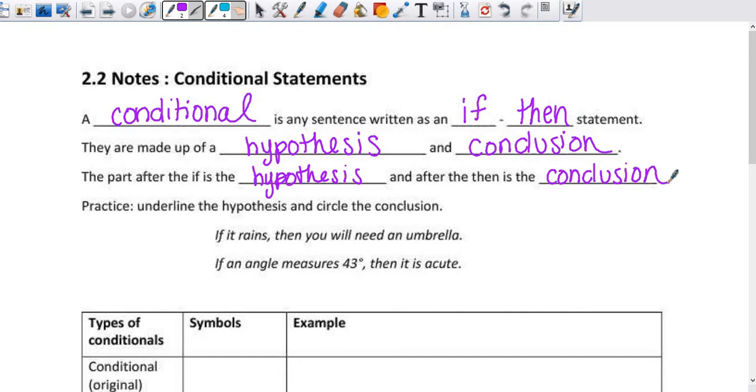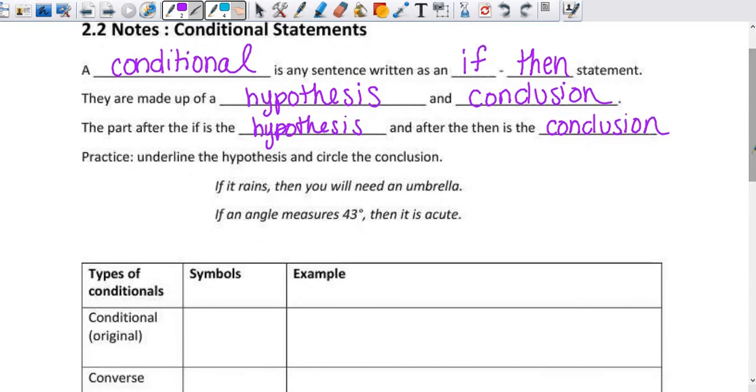All right, so let's practice. Let's underline the hypothesis and circle the conclusion. So the part after the if is the hypothesis, so don't underline the if, just the part after and up until the then, and then we will circle everything that is after the then. All right, so we've got our hypothesis is it rains, and our conclusion is you will need an umbrella. Now go ahead and try the second one, underlining the hypothesis and circling the conclusion. All right, you should have gotten this. An angle measures 43 degrees as the hypothesis, and it is acute as the conclusion.